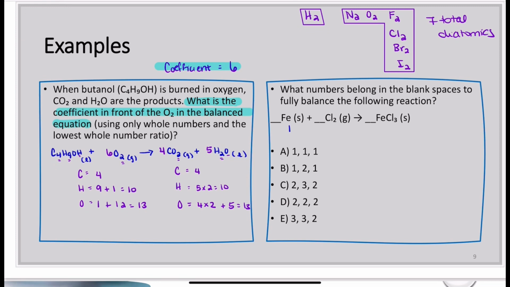I've got 1 iron, 2 chlorine, 1 iron, 3 chlorine. You've got that 2 to 3 ratio going. Make it a multiple. I'm going to put a 3 here, giving me overall 6 chlorine. I'm going to have to put a 2 here, give me overall 6 chlorine. Give me a 2 here for iron, put a 2 here, and my equation is now balanced.